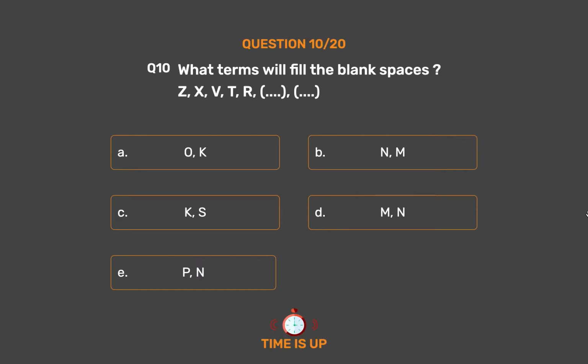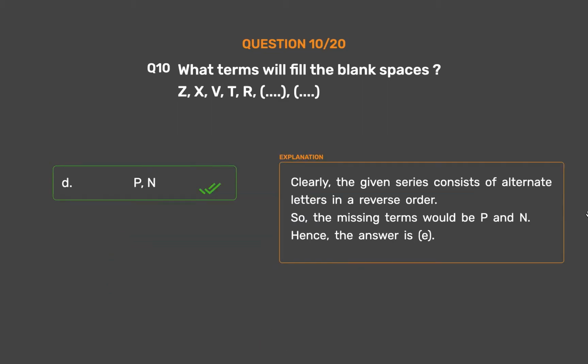The correct answer is option E, P, N. Clearly, the given series consists of alternate letters in a reverse order. So, the missing terms would be P and N. Hence, the answer is E.